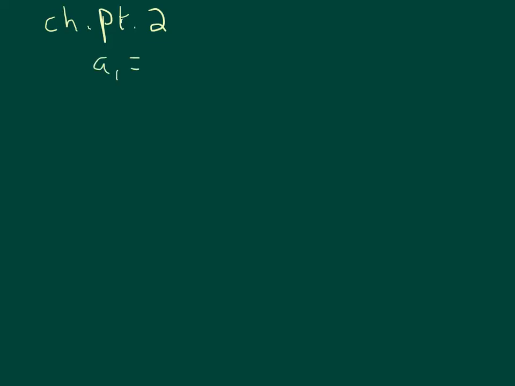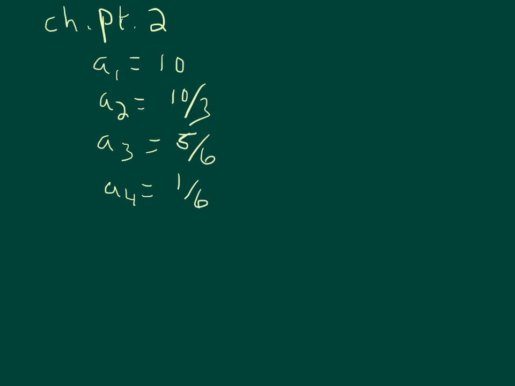So, here are the answers. A sub 1 comes out to 10. A sub 2 comes out to 10/3. A sub 3 is 5/6. And A sub 4 is 1/6. So there's your checkpoint 2 answers.